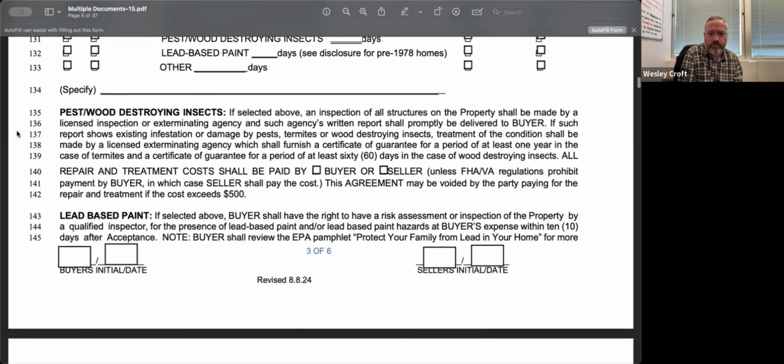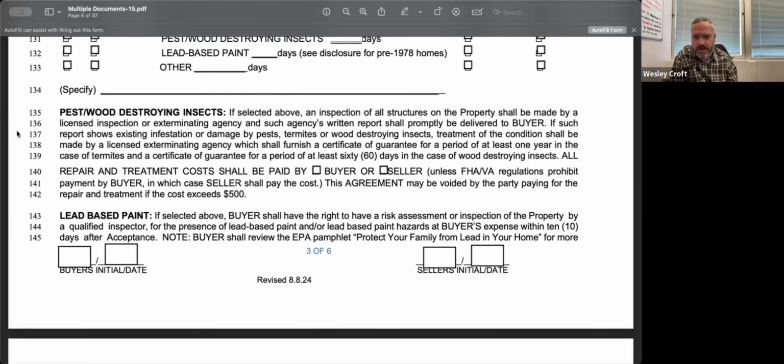Lines 135 to 142. So this is about termites. If you had selected this above, an inspection of all structures shall be made by a licensed inspection or exterminating agency, and the written report will be given to the buyer. If the report shows existing infestation or damage, treatment shall be made by a licensed agency, and then they have to furnish a certificate of guarantee for at least 1 year in the case of termites and 60 days in the case of wood destroying insects, so carpenter ants and the like.